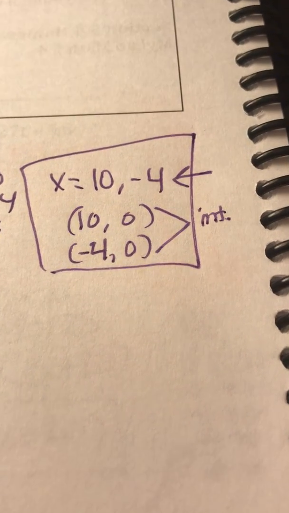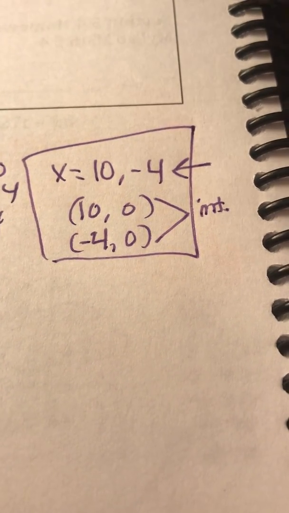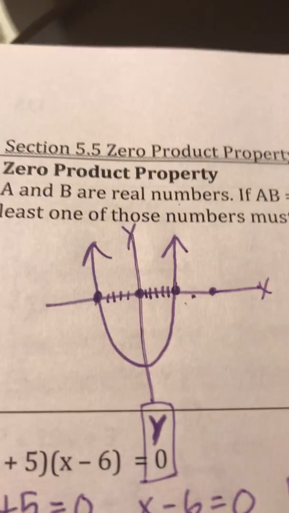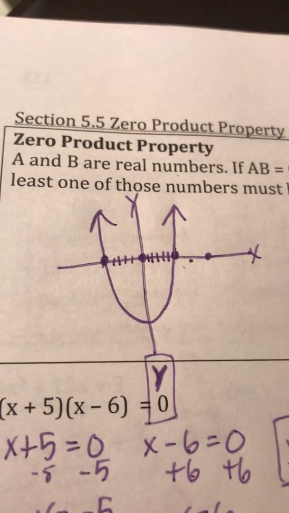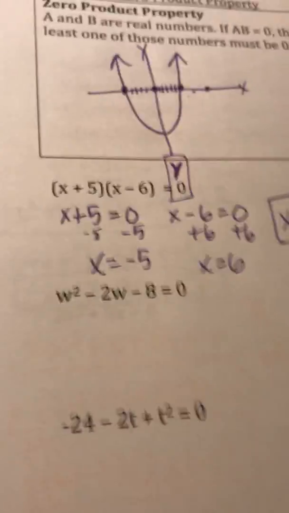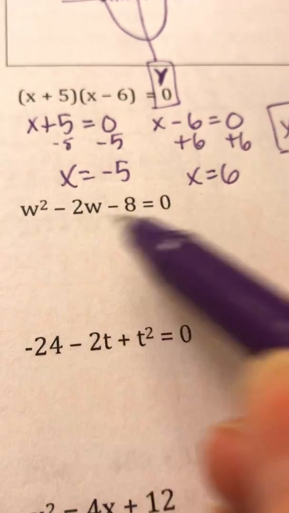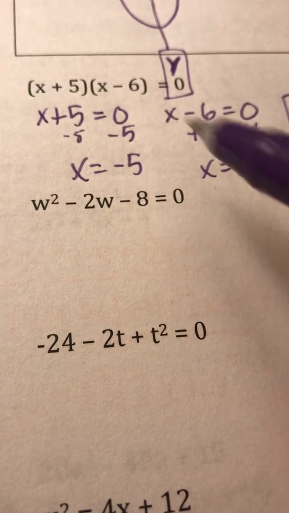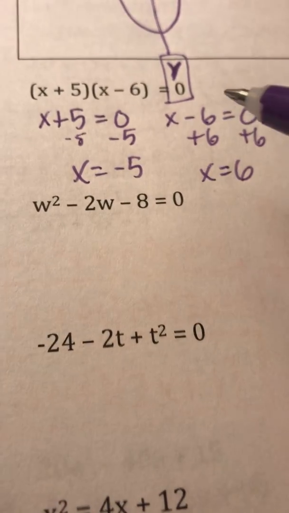This is the bottom line. This is the purpose of factoring, is to get these solutions for x so that we can identify what those intercepts are. Now let's look at one that isn't factored. Here we have this quadratic equation set equal to 0. In order to find out what x equals, we need to factor this.